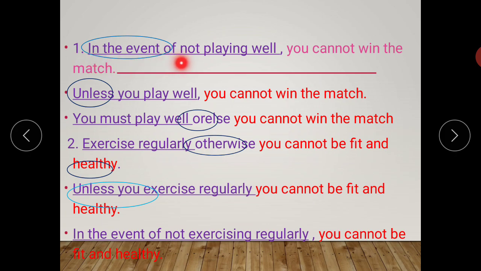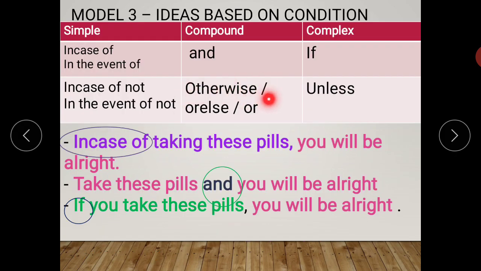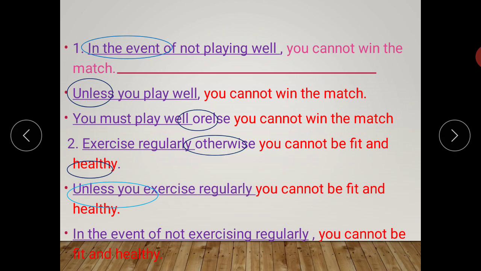Okay, what is the clue word for a simple sentence? In the event of not. The second sentence, unless; in the third sentence, or else. Okay, the second example of the negative conditional ideas. Exercise regularly, or you can say you must exercise regularly, otherwise you cannot be fit and healthy. It is already a main clause. This is also a main clause because it has a finite verb and complete meaning. Exercise regularly has a complete meaning, and it has been connected with otherwise, so it is a compound sentence.